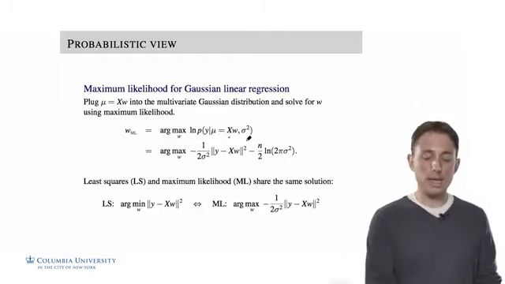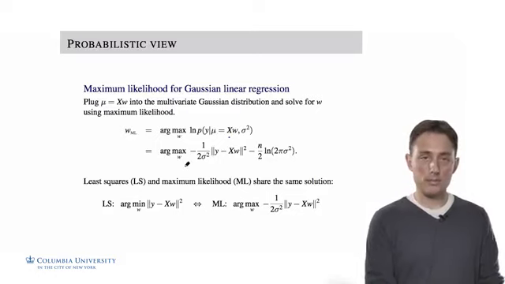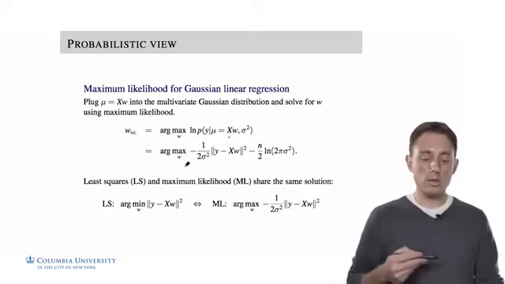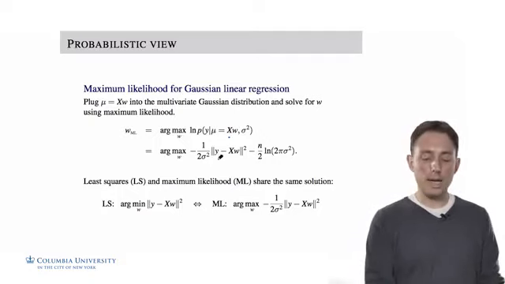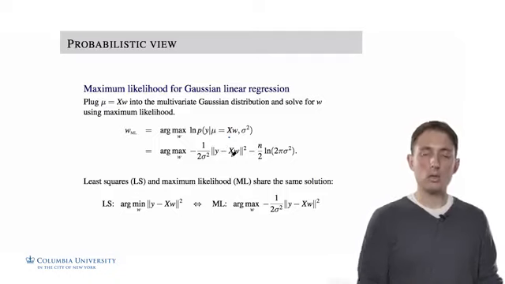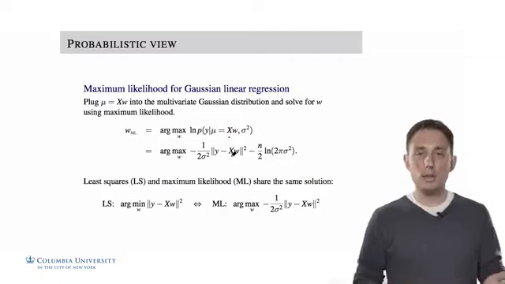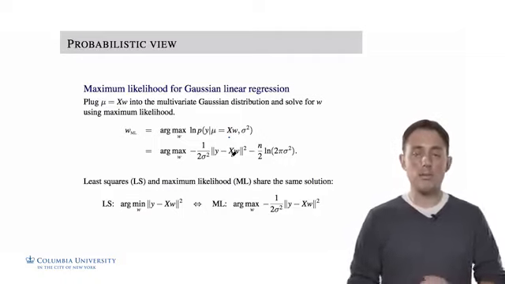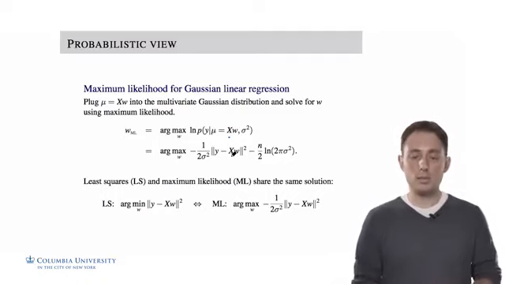So when we do this, when we take this multivariate Gaussian and take its log, we get this function. And now our goal is to find the vector W that maximizes this function, which is the vector that maximizes the likelihood of the data outputs y that we see given the corresponding inputs x. And so immediately we can see that least squares and maximum likelihood in this case share exactly the same solution.